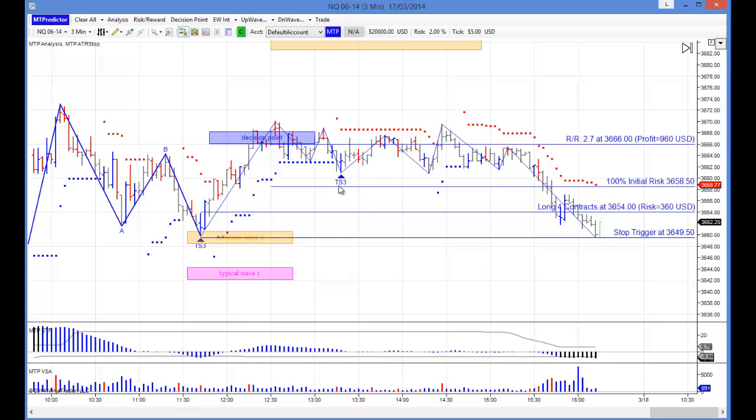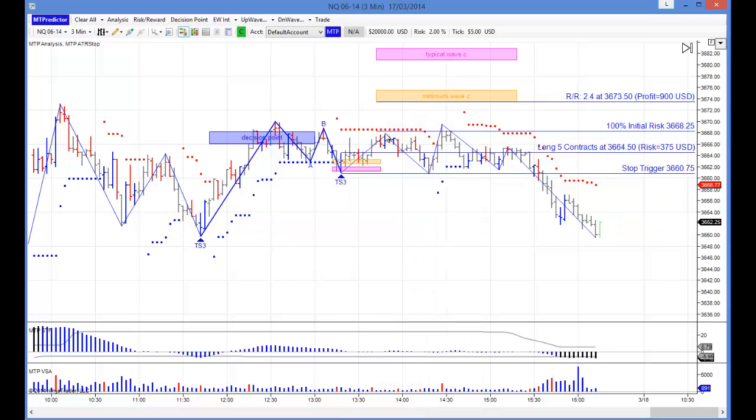Whether you want to take this TS3 buy setup later in the day is up to you. If you had done, it would have been a -1R loss. Let's just look at that. You can see we didn't even reach the 100% initial risk level before coming down here, and would have been a losing trade. But the good thing about using correct position sizing is because we vary the number of lots, contracts or shares, it keeps your initial risk small and under control.